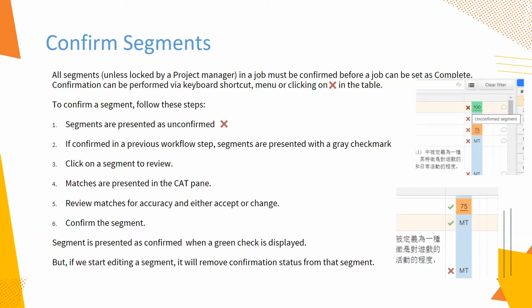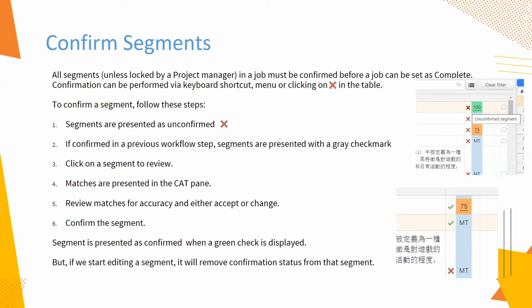The confirmation of segments can be performed via keyboard shortcut, through the menu, or just by clicking on the red cross in the table. To confirm a segment, we can follow these steps. First, we find segments that are presented as unconfirmed. If a segment was confirmed in a previous workflow step, it will be changed to a green check mark.